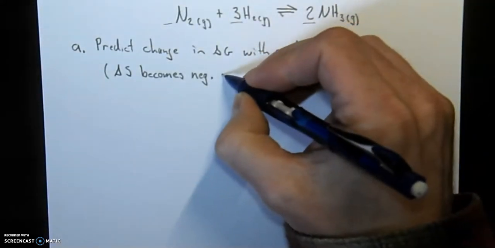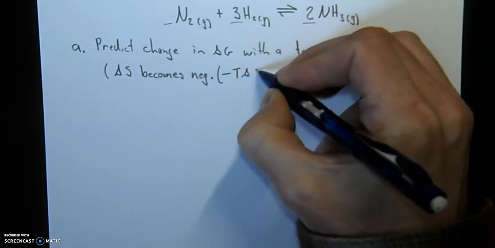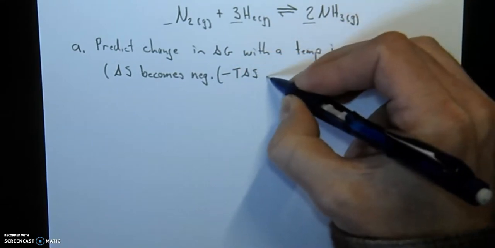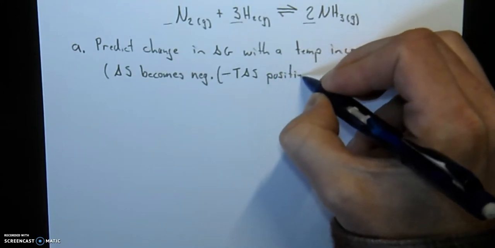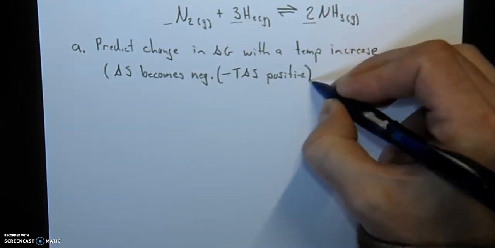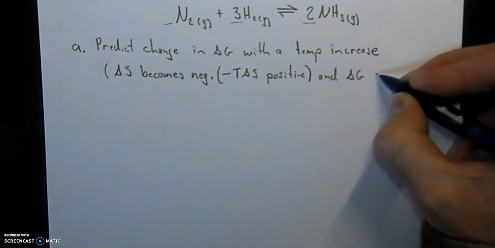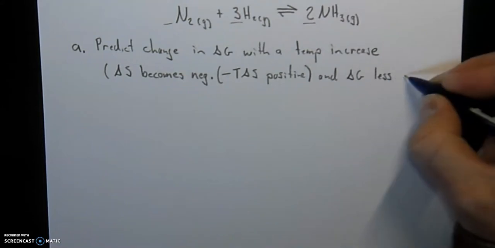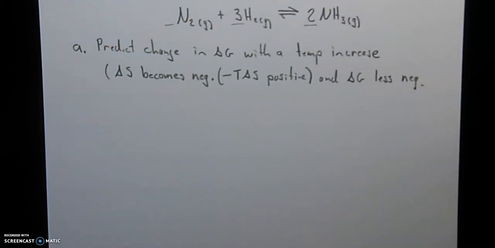And therefore, negative T delta S is going to be positive, and delta G less negative. Okay, so we kind of understand that one, I hope, I think.